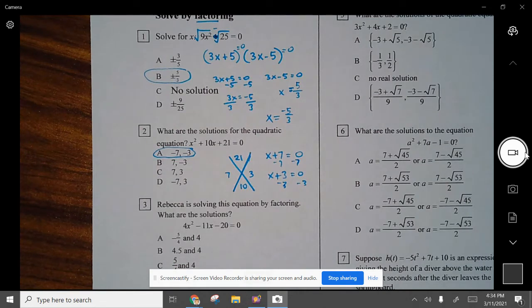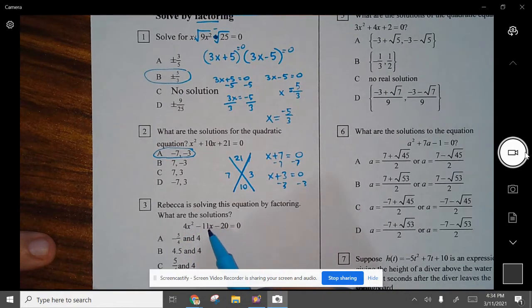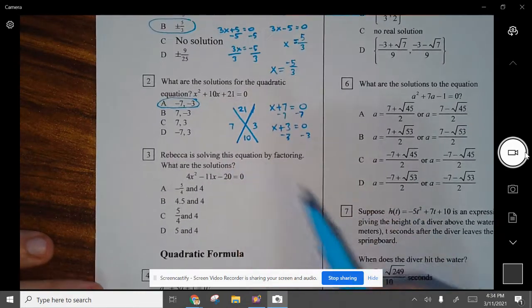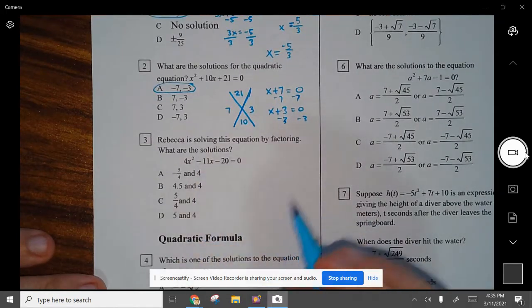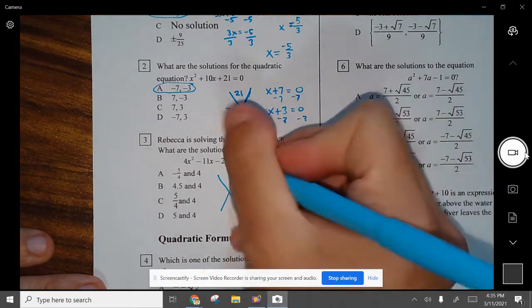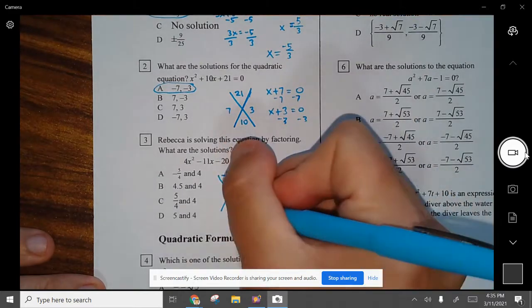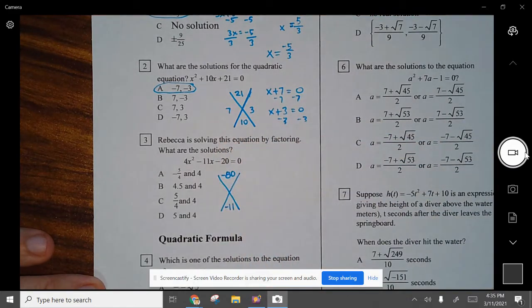Now, Rebecca's solving the equation by factoring. What are the solutions to the equation? Now, when I talk about GCF, you got to see if all of them have something in common. They don't. 4 and 20 both have 4 in common, but 11 doesn't have anything. 11's prime, right? So there's not going to be anything that goes in that. So we're going to go ahead and just try our normal factoring method, okay? What goes on the top? Negative 80. What goes on the bottom? Negative 11, okay? Now, let's talk about this.